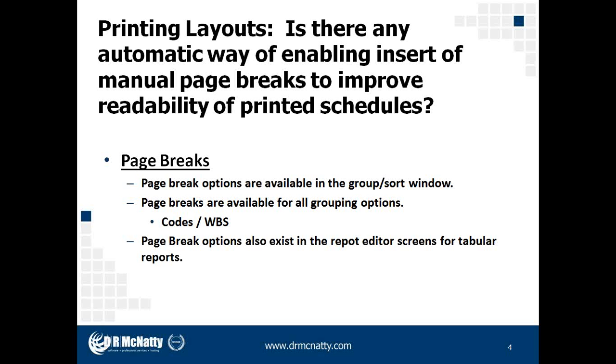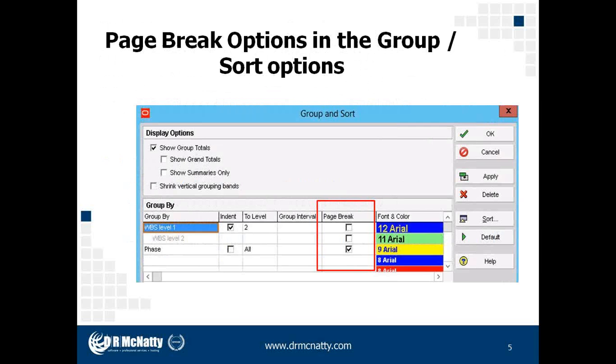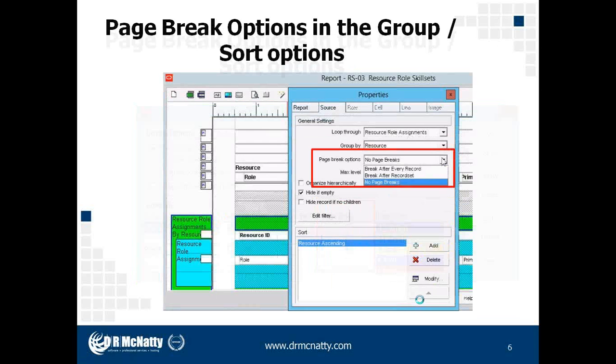But we also do have page break options when we are in the report editor, when we are running the tabular reports in P6. So our page break options we have in the group and sort. This may look familiar to you. When we have our grouping levels here, we will see a break option here, and I can choose to select a break at each of the phase elements like we have here, which is an activity code, or any of the WBS elements.